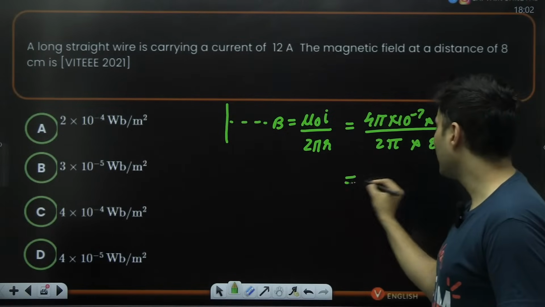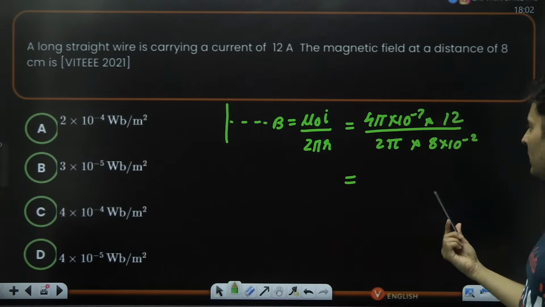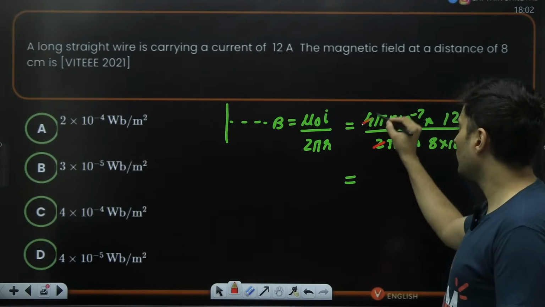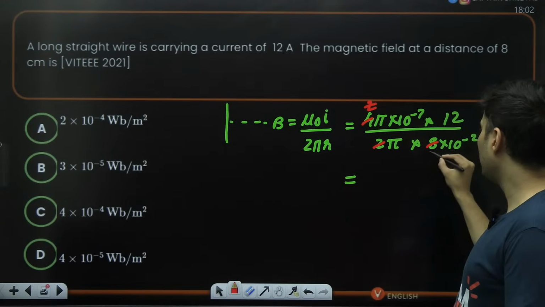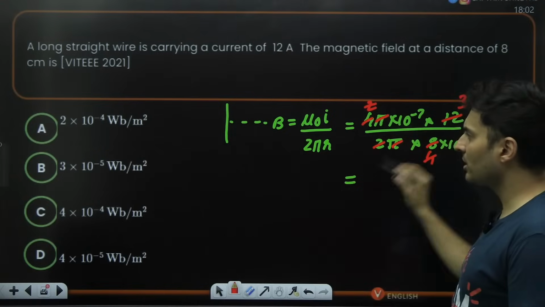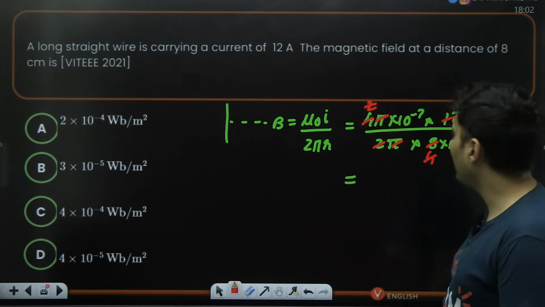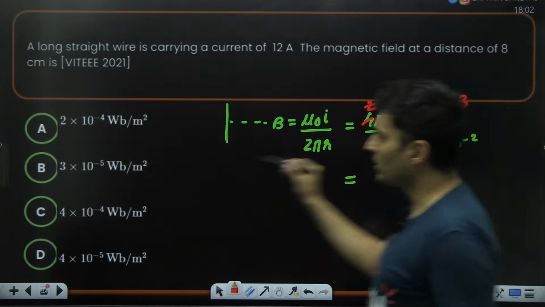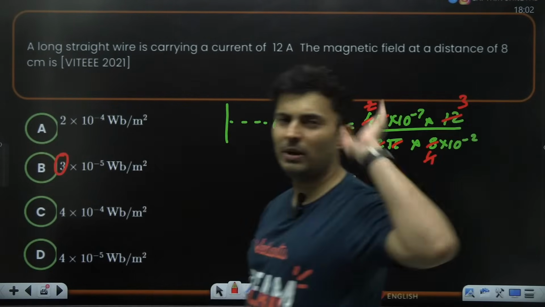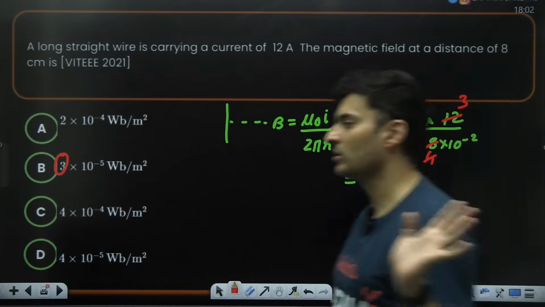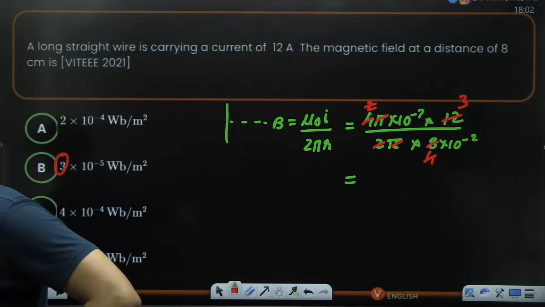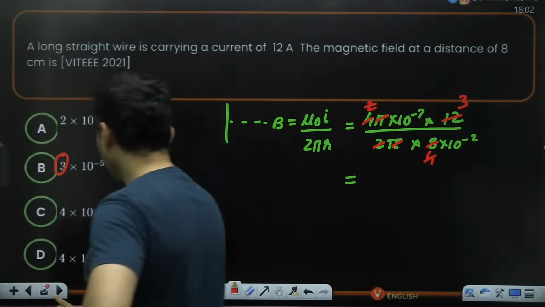So you can cancel a lot of things. I can already see it. Over here, this will go with this, 2 will go with 8 four times, 4 will go with 12 three times. So pi also cancels. So 3 will be there in the answer. There is only one option with the number 3, so B is the correct answer. Ignore the powers of 10, decimal places and zeros. Directly you can give it. You don't have to sit and calculate all those things. Make sense? Okay. Let's go.